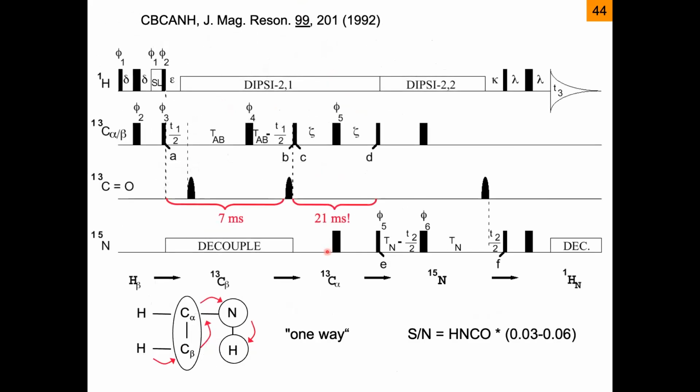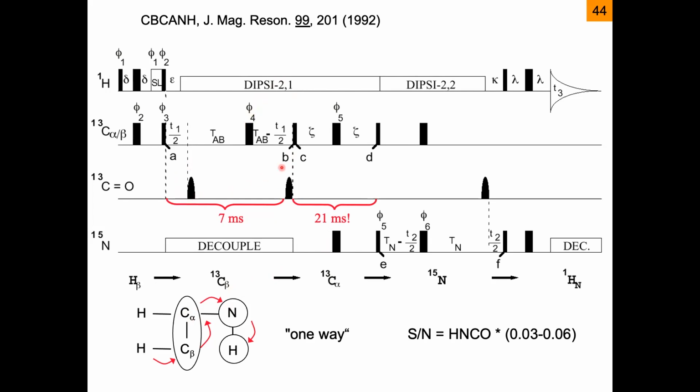And then we thought we could, instead of going via the carbonyl, which is the strong connection, go via the C alpha of the intraresidue, and did this CBCANH experiment. And you can do it as well.